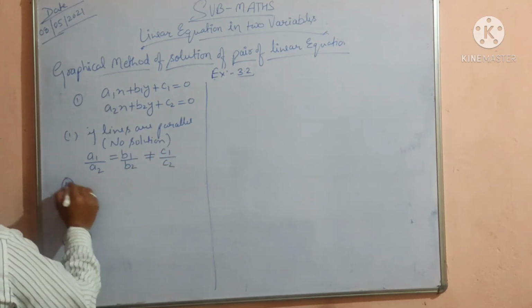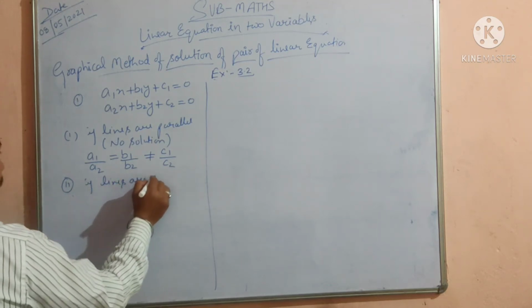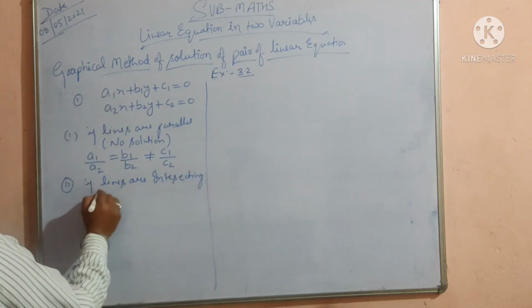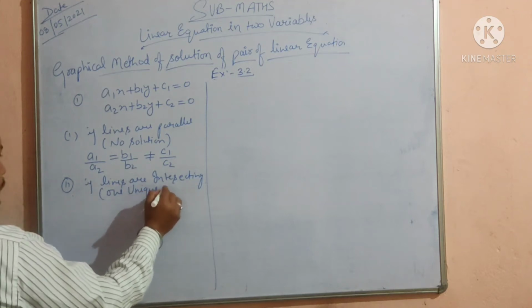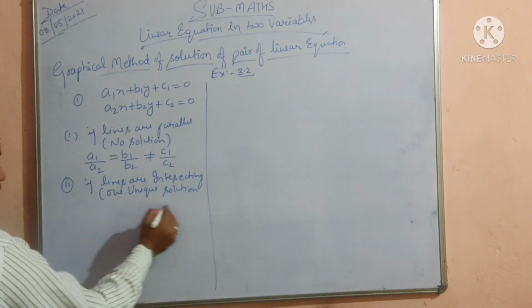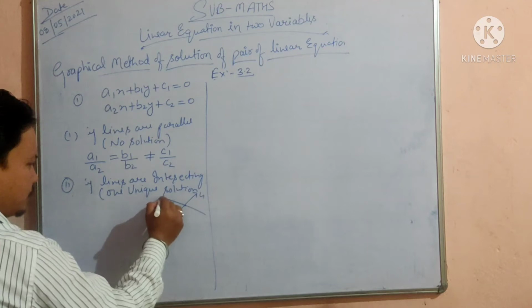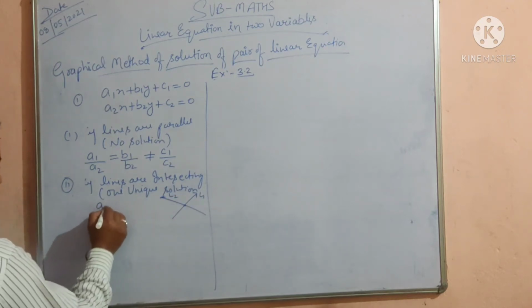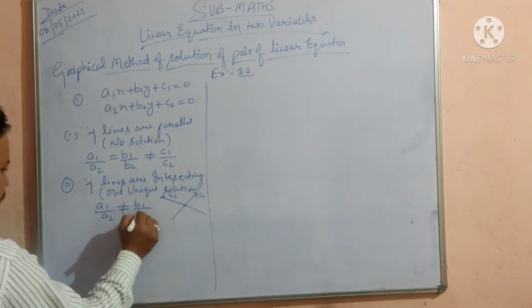And in the second case, if the lines are intersecting, then you get one unique solution. If the lines are intersecting each other, then only one unique solution is there. ठीक है, क्योंकि एक पॉइंट पे कट करनी है वो. What is the condition for it? a1 upon a2 does not equal b1 upon b2.